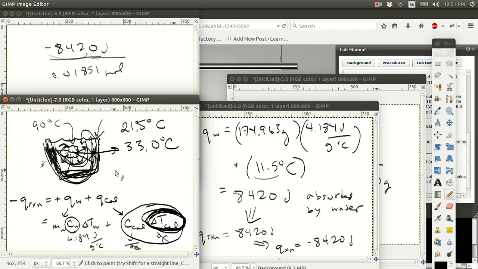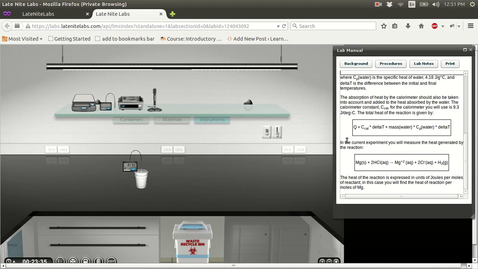So anyways, this is why I don't require you to do the calorimeter constant calculation that appears in the lab manual. So if you do it, it's fine. I'll still give you full credit. If you don't do it, if you just use the Q equals MCΔT for the water, as I have done, that's fine. You'll get full credit.